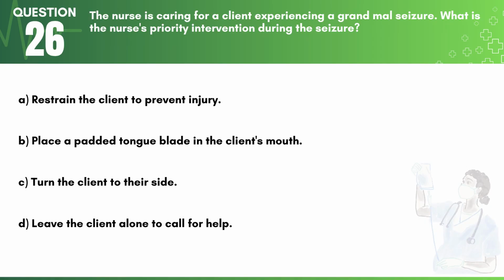Question 26. The nurse is caring for a client experiencing a grand mal seizure. What is the nurse's priority intervention during the seizure? A. Restrain the client to prevent injury. B. Place a padded tongue blade in the client's mouth. C. Turn the client to their side. D. Leave the client alone to call for help.